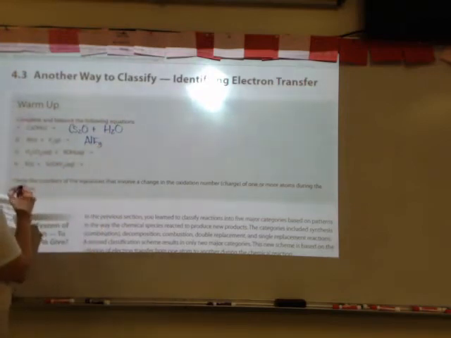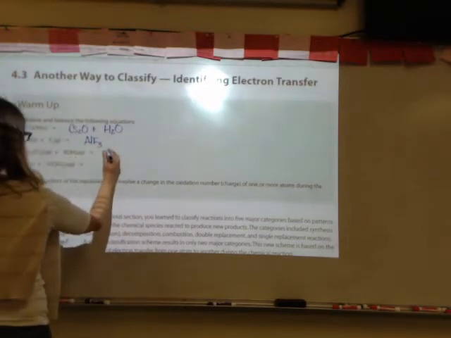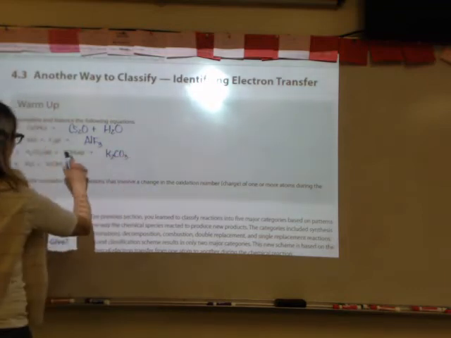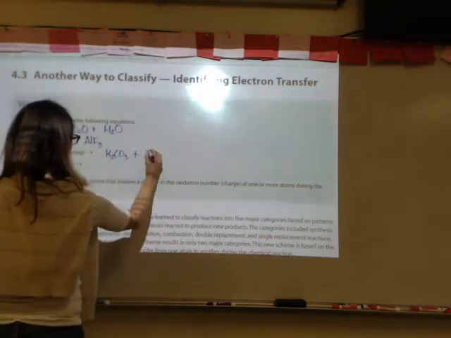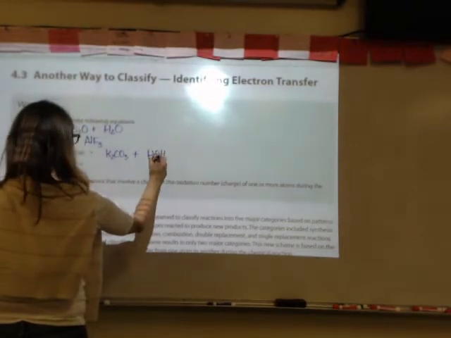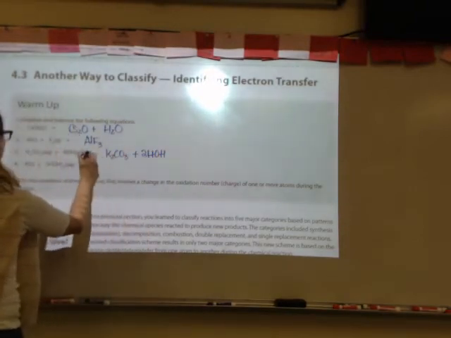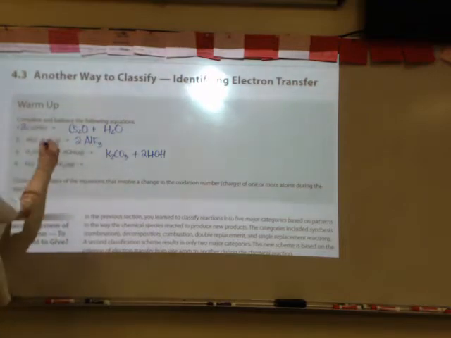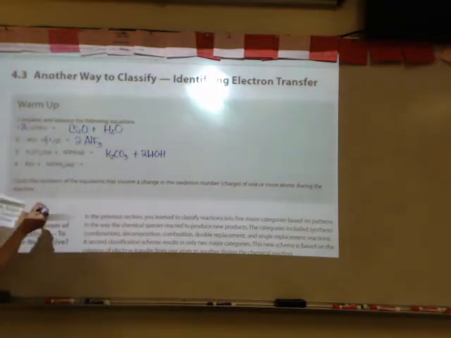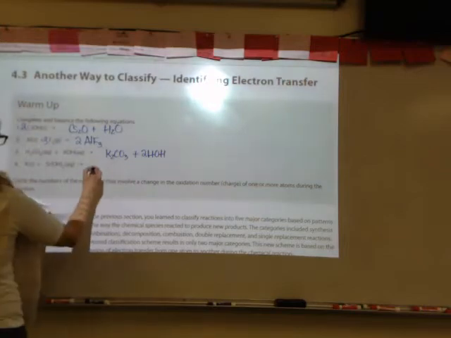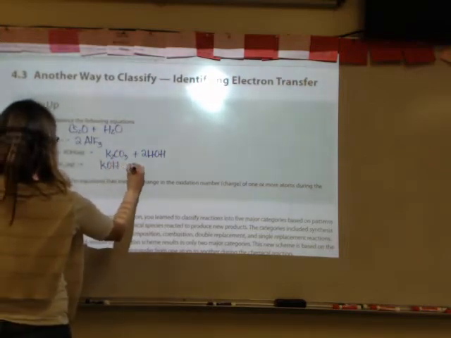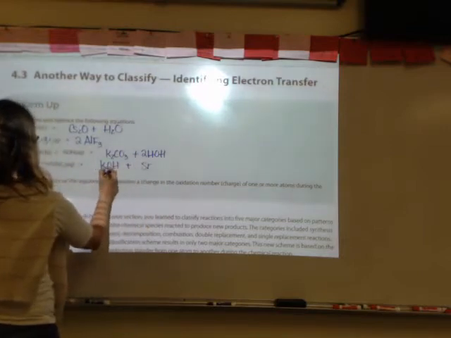And then number 3, carbonic acid combines with potassium hydroxide. This is a neutralization reaction. You're going to make potassium carbonate and water. And then for number 4, you've got potassium combining with strontium hydroxide in a single replacement reaction. You're going to form potassium hydroxide and strontium.